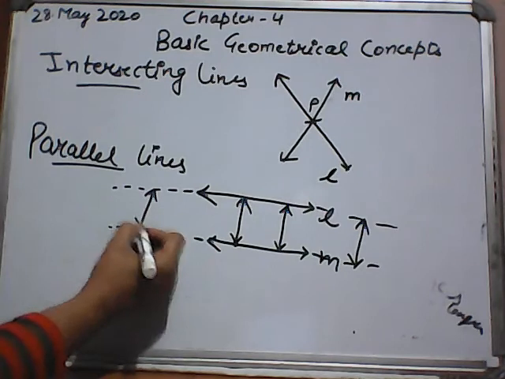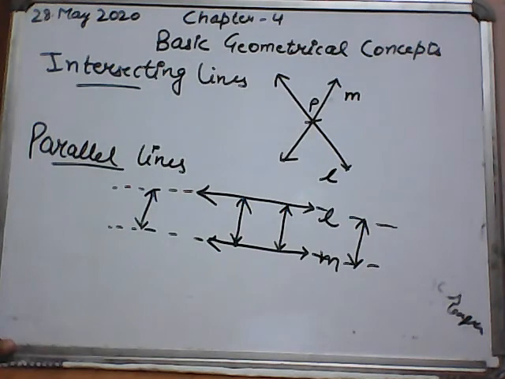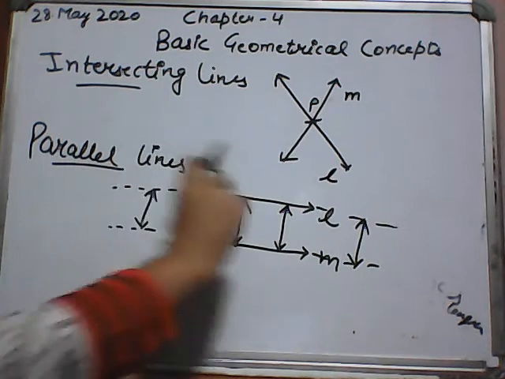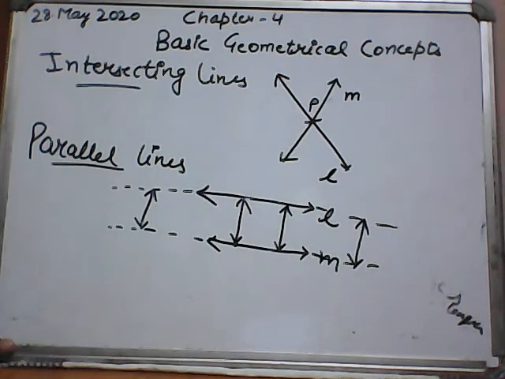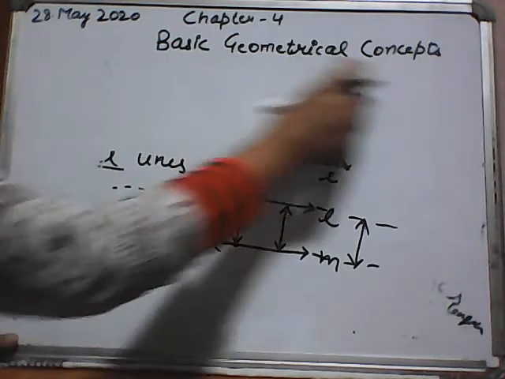If the length of these two lines is not the same, then this becomes an intersecting line. If the distance between two parallel lines is the same, then these two lines are known as parallel lines. Now, the next concept is collinear points.